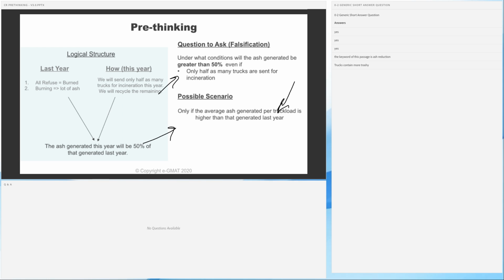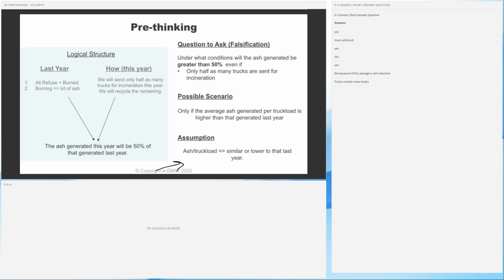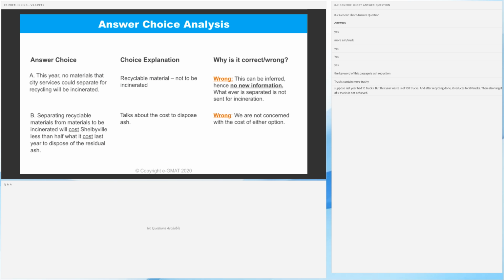If I pack these trucks up so tightly, yes, if the trucks contain so much trash that ash per truckload goes much higher. Okay. So my assumption is that shouldn't happen. The ash per truckload should be similar to or less than what it was last year. Okay. So let's look at how you guys polled.